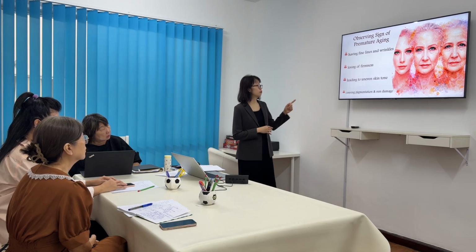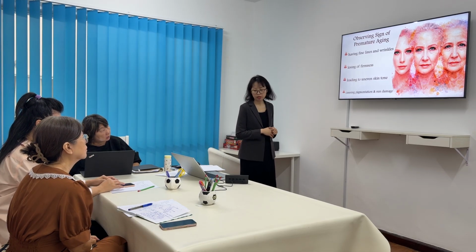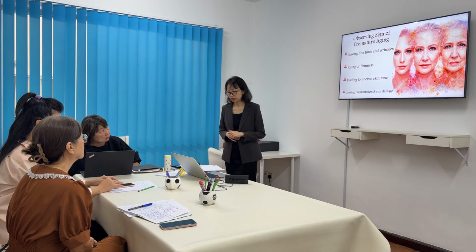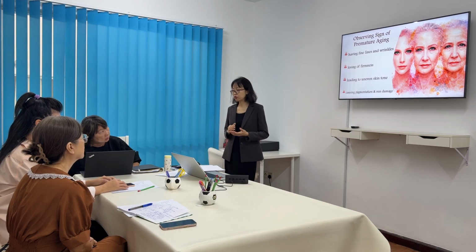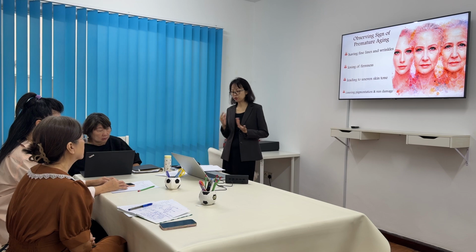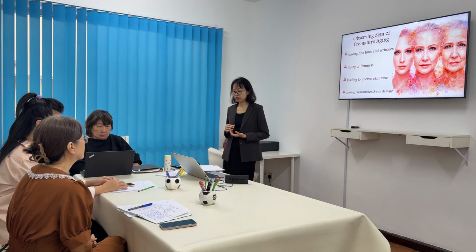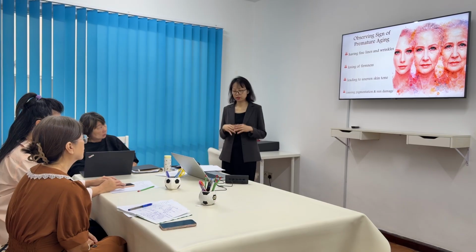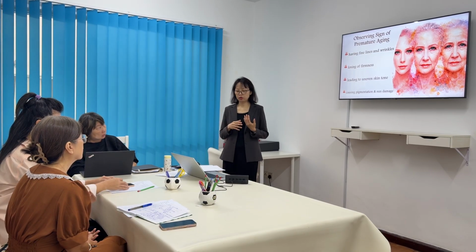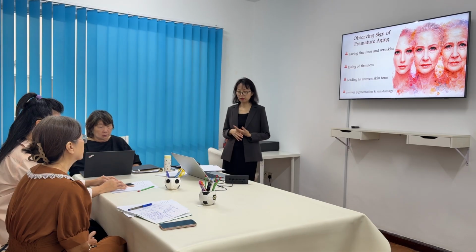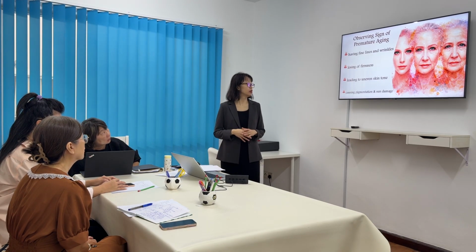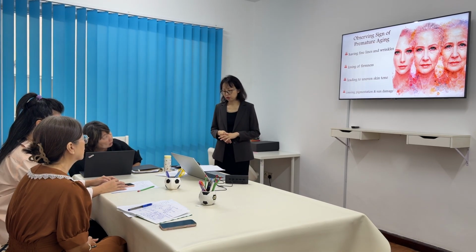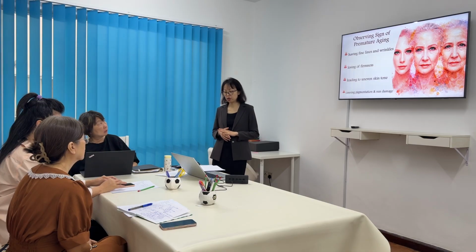So early sign four is pigmentation and sun damage. Age spots or sun spots, flat brown or dark spots, often appear on sun exposed areas like the face, hands and chest. And also uneven tone: skin may develop mottled pigmentation, wrinkles or discoloration. So sunlight is a top cause of premature aging.